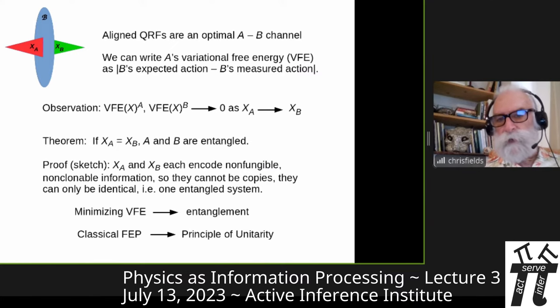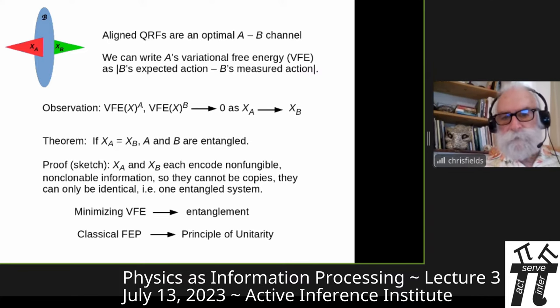And A can measure what B has done, but it can also use its QRF to predict, because it's predicting the very state that it's going to observe next of the same sector that B is using.